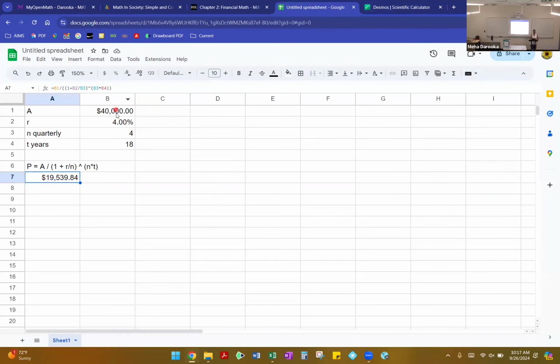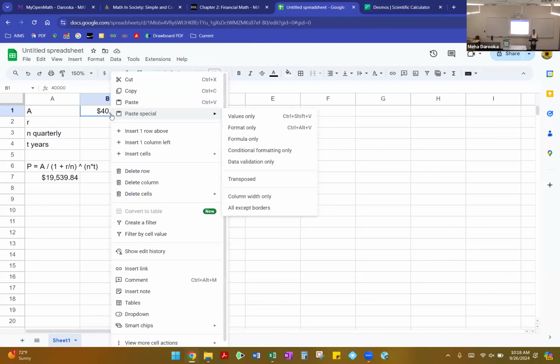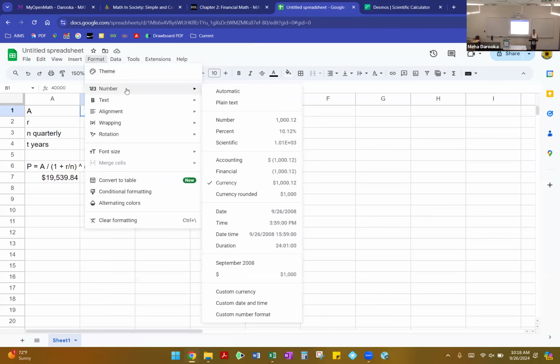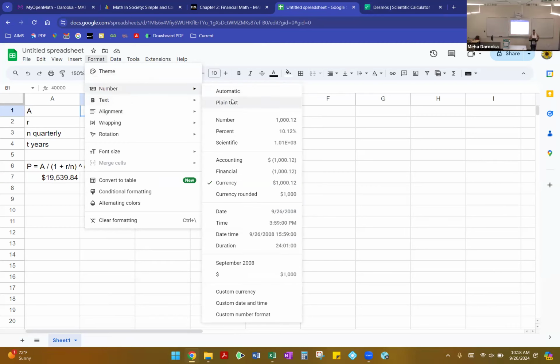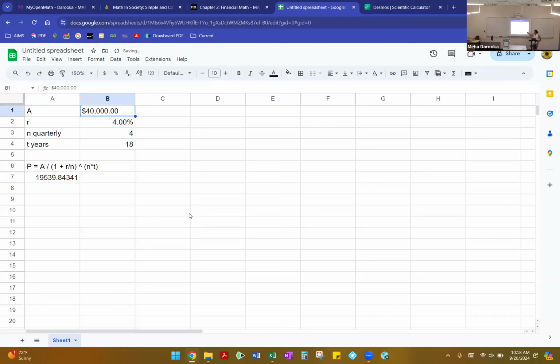Now, let's say I remove this formatting here, and where's my format? Maybe I'll change it to plain text. You will see how your principal amount changed into multiple decimals, right? Instead of 2 decimal places. But if you go back and put this as a dollar amount, you can see it fixes automatically.